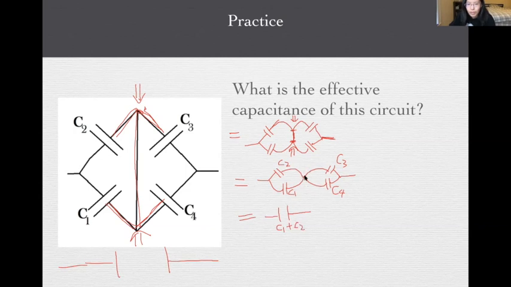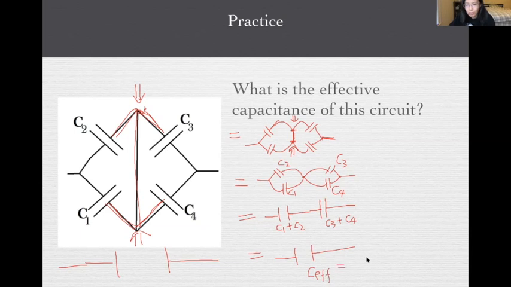And then now let's take care of this part. And this part, C3 and C4, they're also connected in parallel. So I will replace these two with the effective capacitance, C3 plus C4, because in parallel, the effective capacitance is nothing but the sum of them. And now after the simplification, I can easily see these two capacitors are connected in series. If they are connected in series, then I can simplify them and use an effective capacitance to represent both of them.